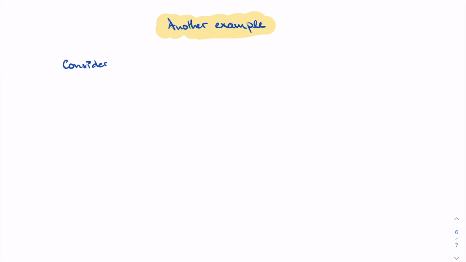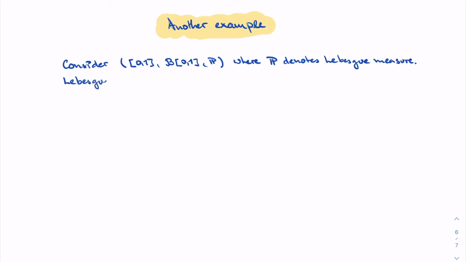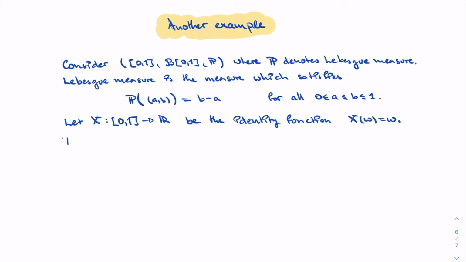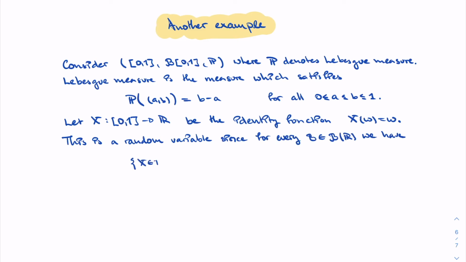Consider the probability space where the interval [0,1] is equipped with its Borel sigma algebra and P denotes Lebesgue measure. Lebesgue measure is the measure where the measure of an interval is simply its length. Let X denote the identity function. This is a random variable, since for every Borel set, the event that X takes its value in this set is simply the restriction of the set to the interval [0,1].